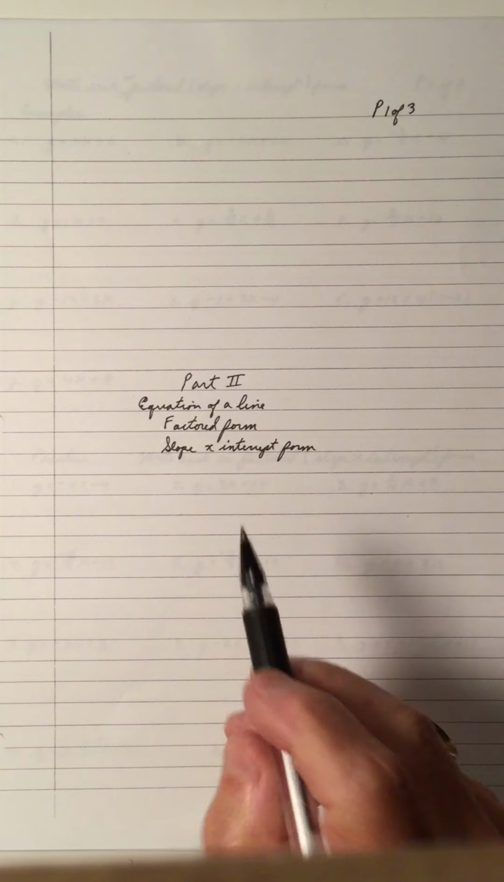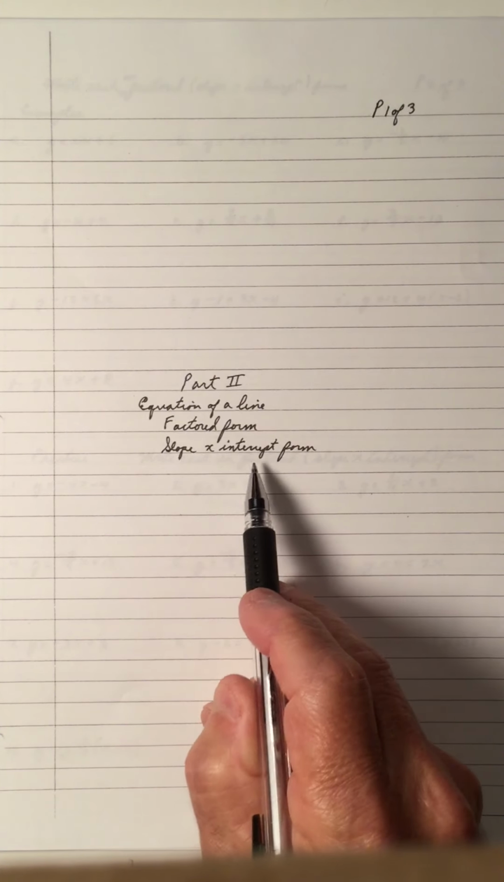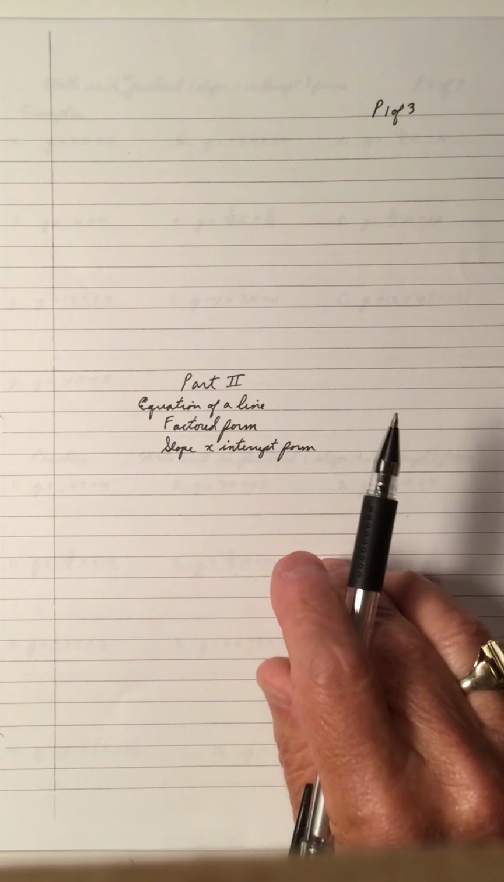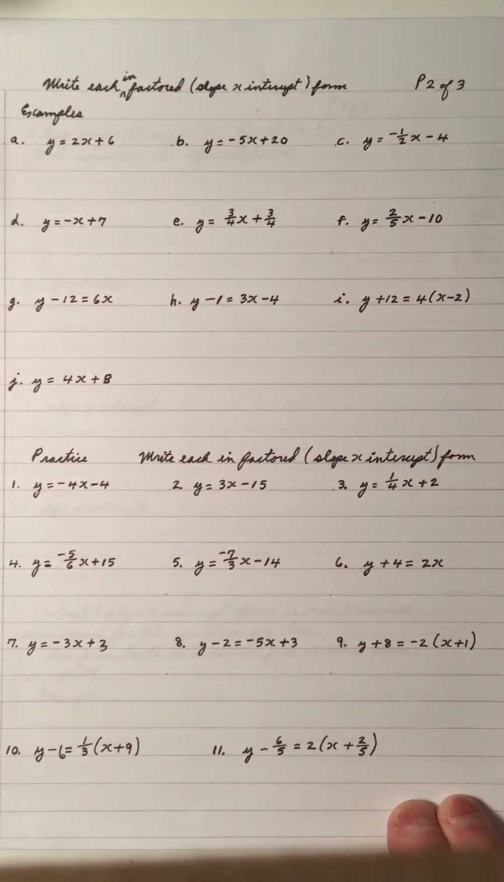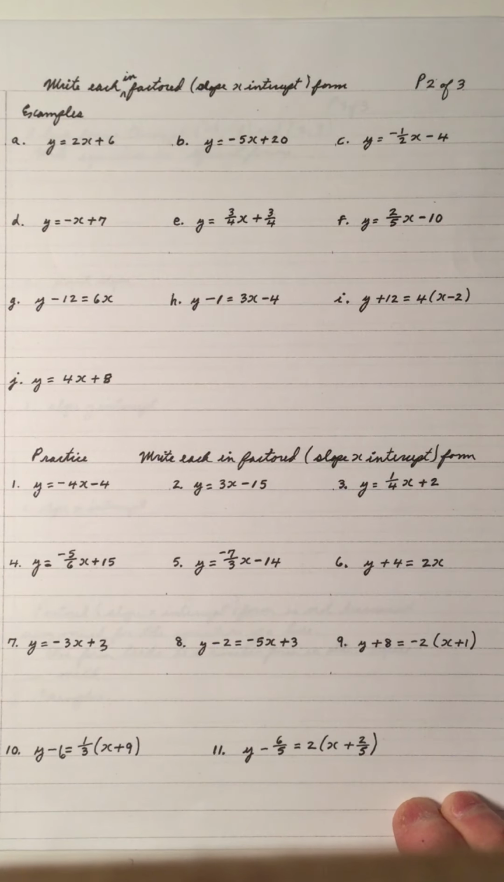Hi, welcome to my video on the equation of a line in factored form, or the slope x-intercept form, whatever way you want to say it. And this is part 2. We did part 1 in the previous video. Now we're going to do part 2, just an extension.